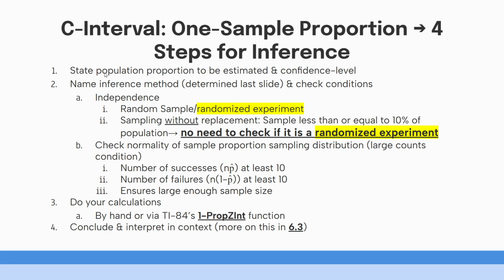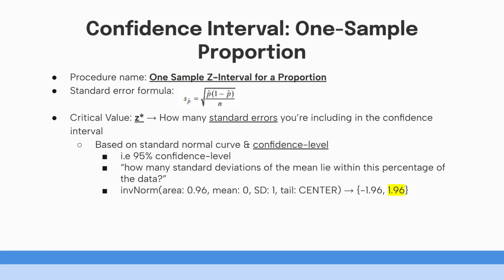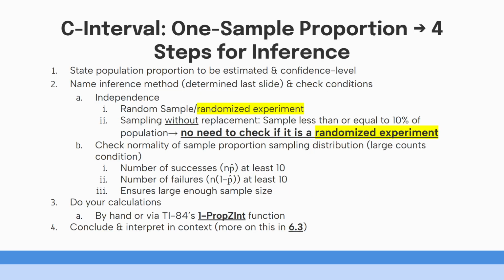Then the second thing, you have to name your inference method. This is for the general steps for any inference, but for us, we determined that last slide. So you have to say, we're going to do this using a one sample z interval for a proportion, and then you have to check the conditions. You always have to check the conditions unless it says assume conditions are met. But more often than not, you will have to check the conditions yourself.